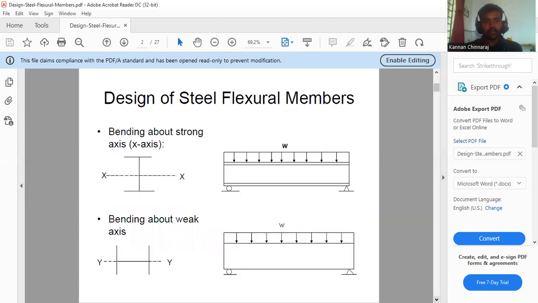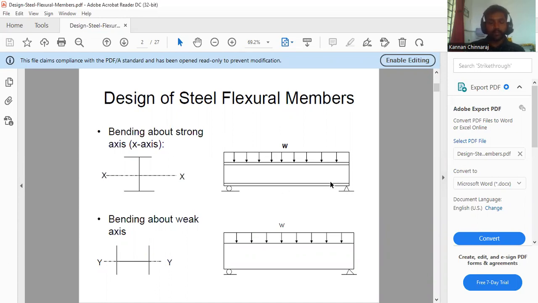This one is bending about the strong axis. Consider a simply supported beam having a uniformly distributed load throughout its length. This is the uniformly distributed load. This is the beam, and this is the support condition. One end is hinged, and the other end has a roller support. This beam is called a simply supported beam.